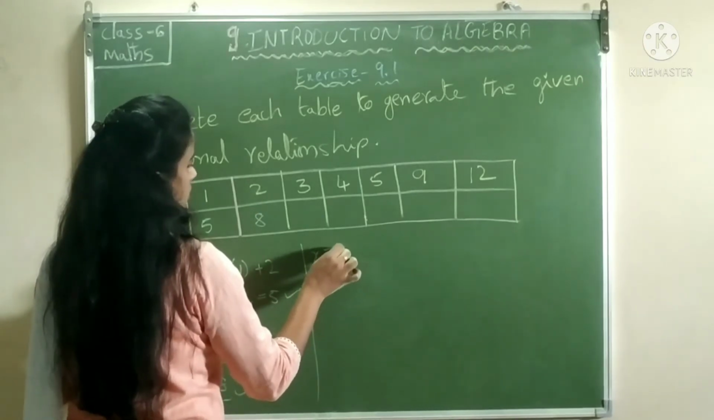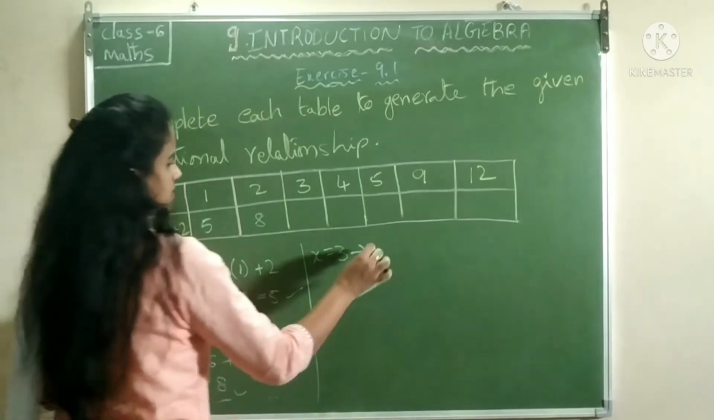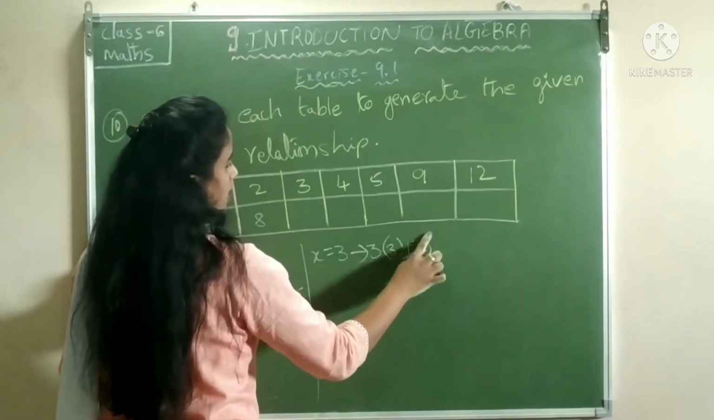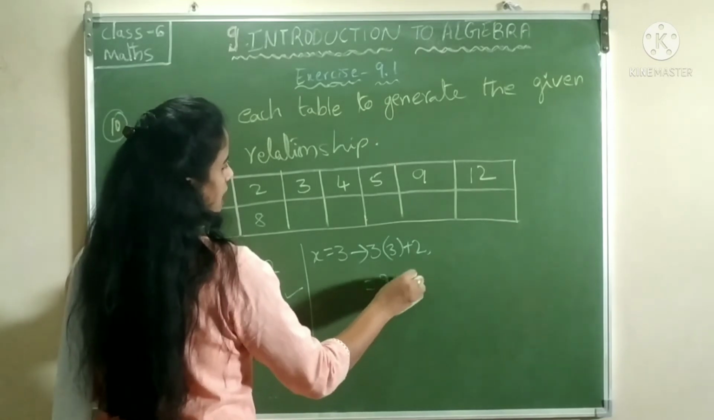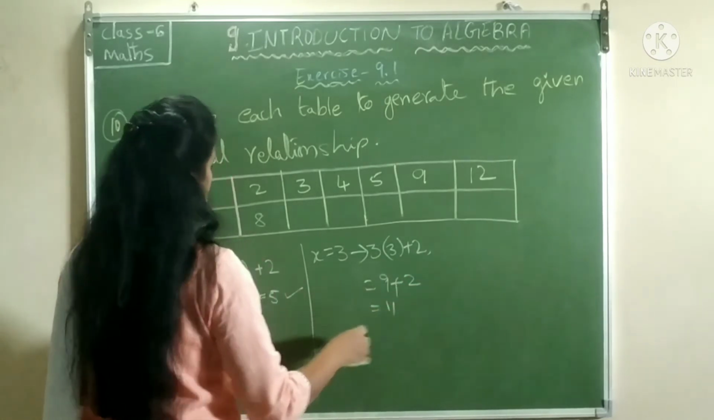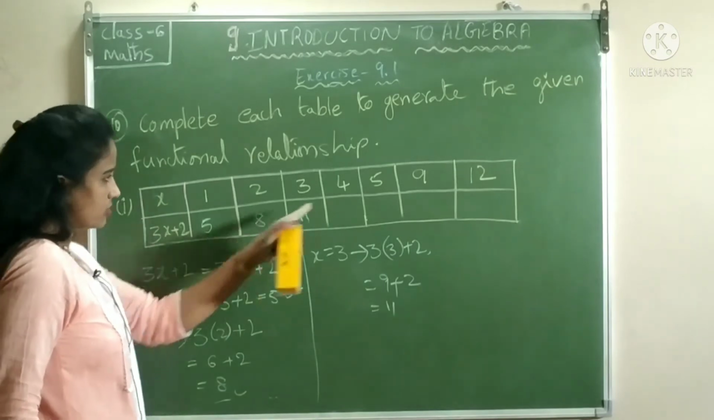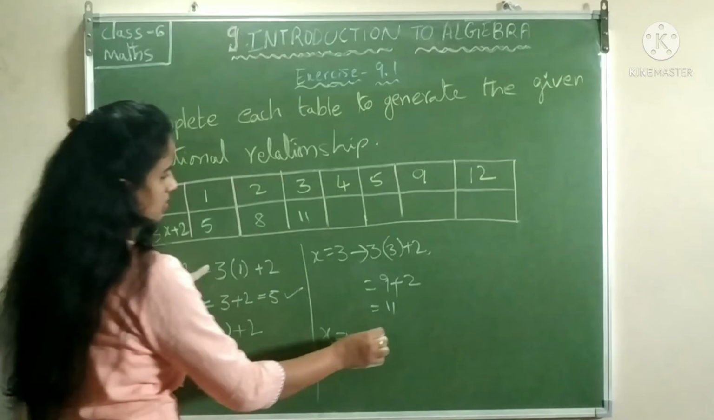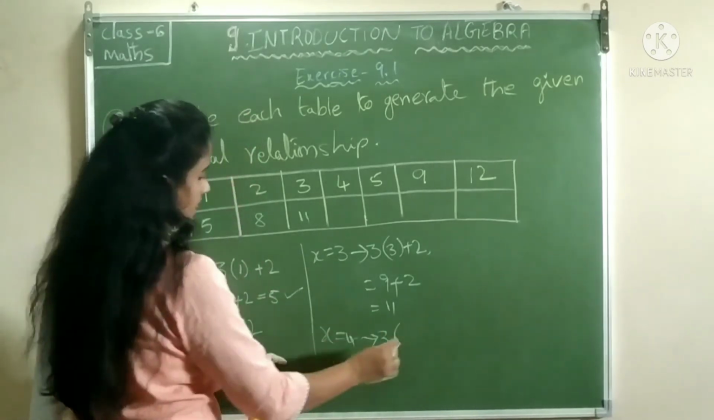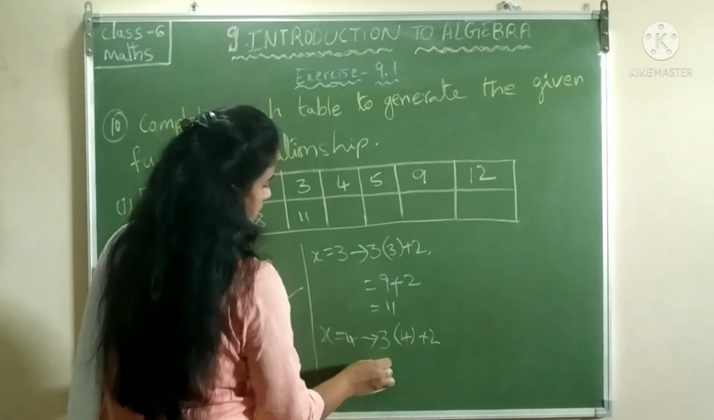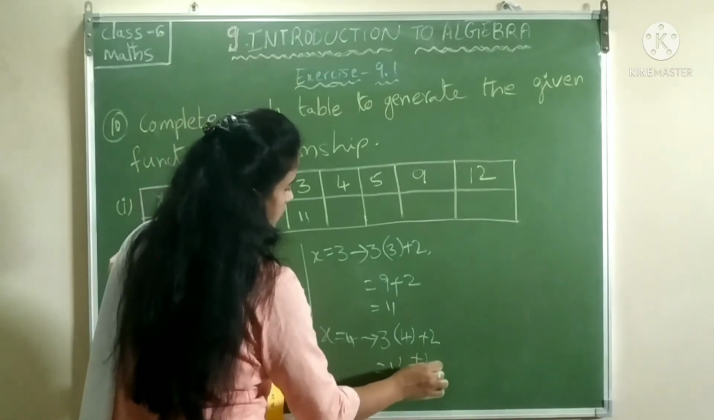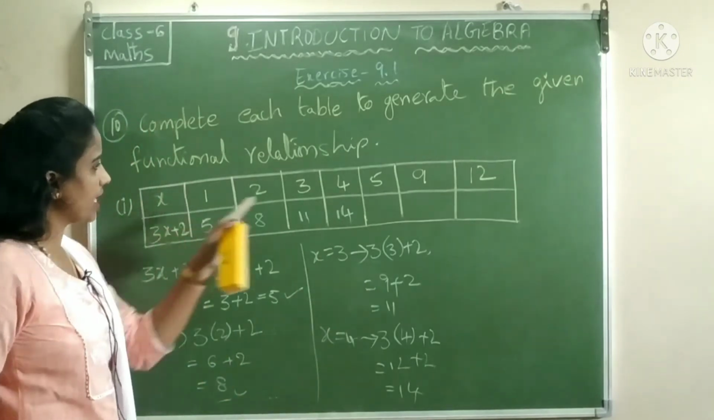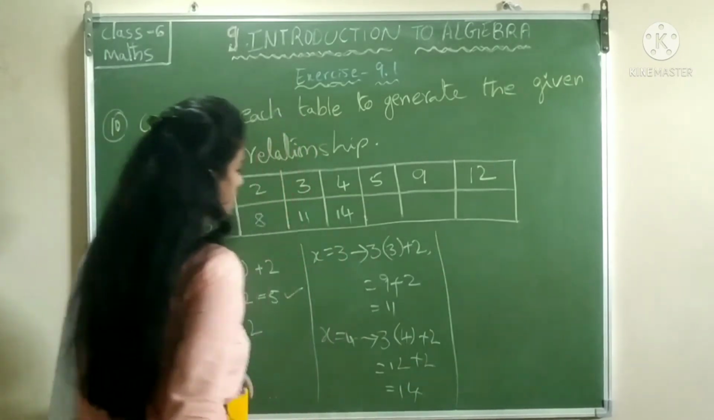Suppose x is equal to 3. Then 3 into 3 plus 2: 3 threes are 9, 9 plus 2 is equal to 11. Right here 11. Suppose x is equal to 4. Then 3 into 4 plus 2: 3 fours are 12, plus 2 is 14. Here 14.